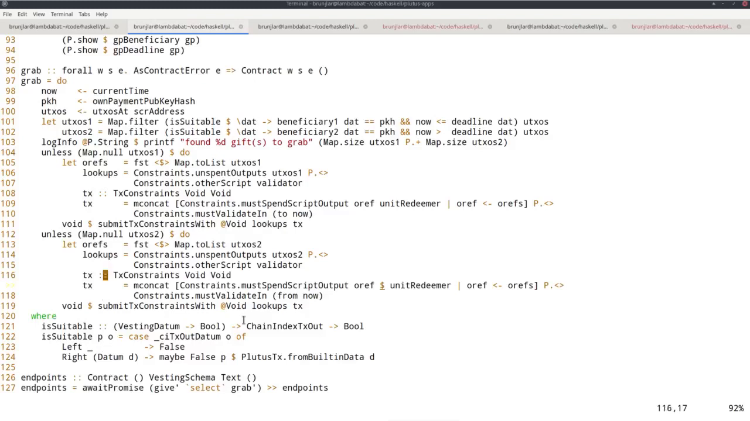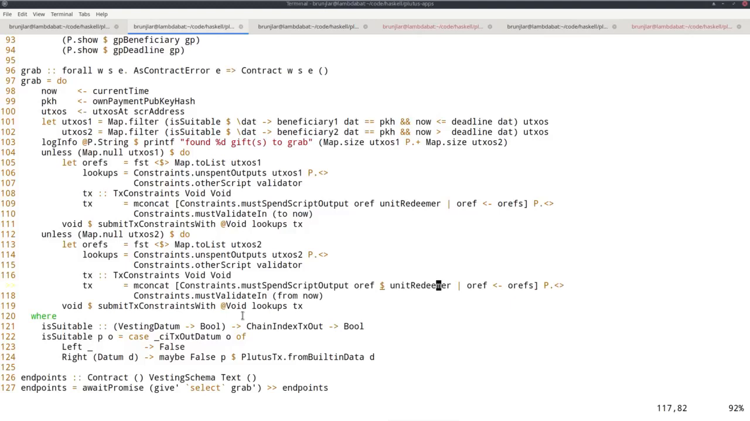now filters the UTXOs into two different UTXO sets. One checks that this wallet is beneficiary 1 and that the deadline has not yet passed, and the second checks that this wallet is beneficiary 2 and the deadline has passed, and then it generates transactions accordingly. It could be 1 or 2 transactions. So one transaction for the UTXOs in the first group and one transaction for the UTXOs in the second group.